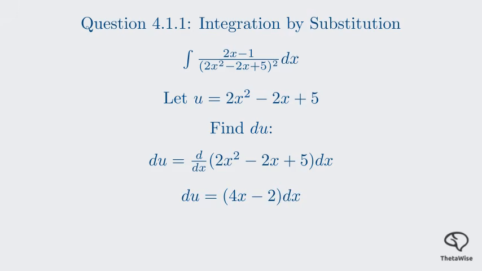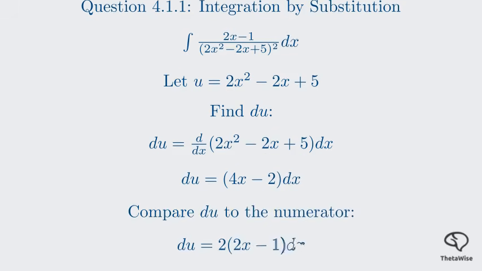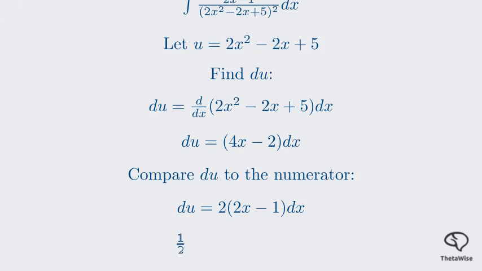Now let's look back at our integral. The denominator contains u squared. The numerator is 2x minus 1 dx. How does this relate to du? Notice that the expression in the numerator, 2x minus 1, is exactly 1/2 of our differential du. If we divide du by 2, we get 1/2 of du equals 2x minus 1 dx. We now have everything we need to rewrite the integral entirely in terms of u.